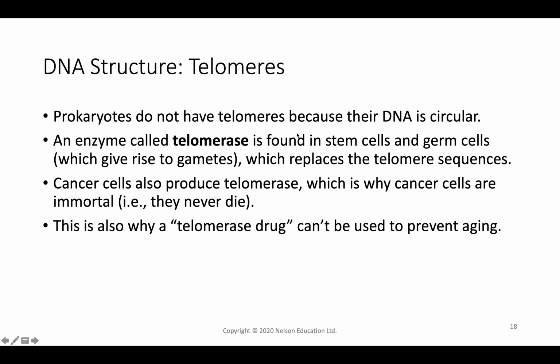But cancer cells are also pretty tricky. They also produce telomerase, so we can use telomerase as a marker for cancer cells, because cancer cells are immortal, right? They don't die. They're going to grow over and over again. They're never told to stop. And they also seem to be able to replace their telomeres. So we can't use a telomerase drug to prevent aging because we might end up giving someone cancers, because you might end up producing immortal cells and increasing the rate of cancer.